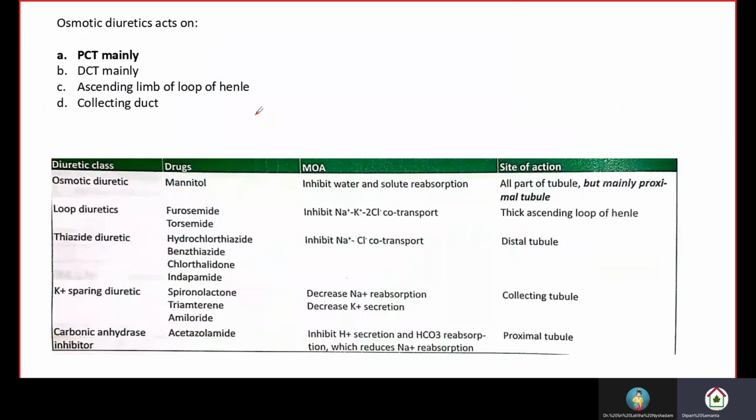So what are the drugs? First of all, we will revise the available diuretics. We have osmotic, loop, thiazide, potassium sparing, and CAI or carbonic anhydrase inhibitors. Osmotic diuretics inhibit water and solute reabsorption. Loop diuretics inhibit the sodium, potassium, 2Cl minus co-transport.